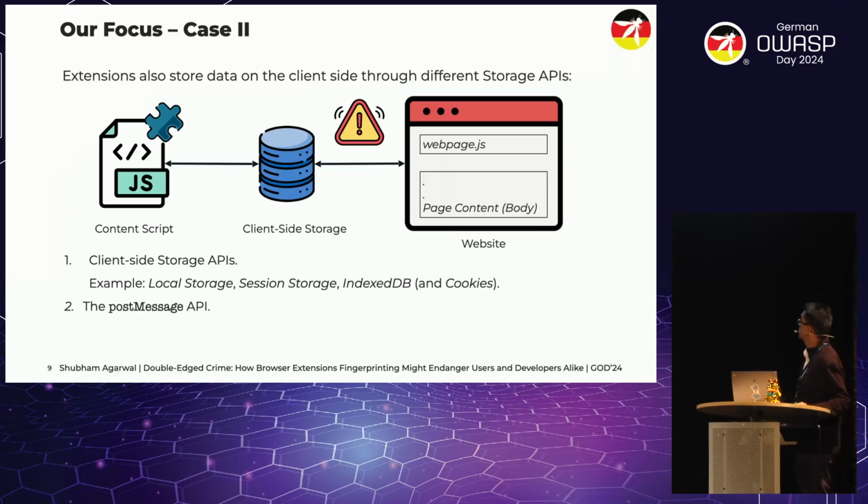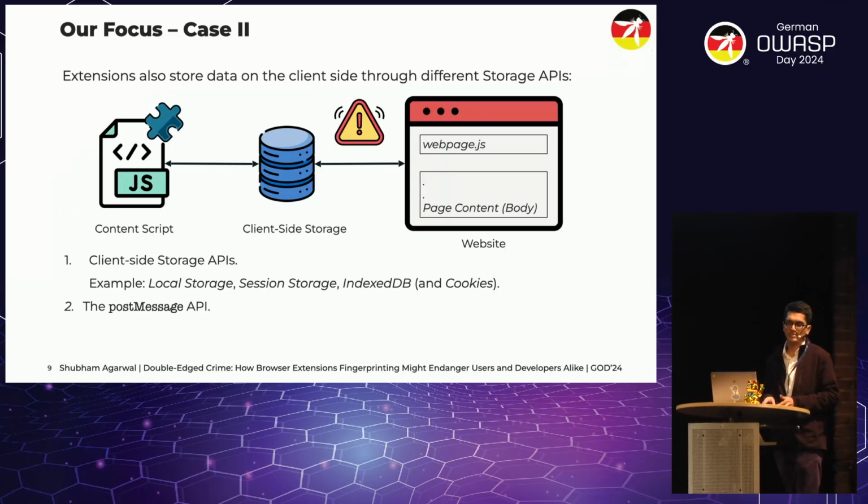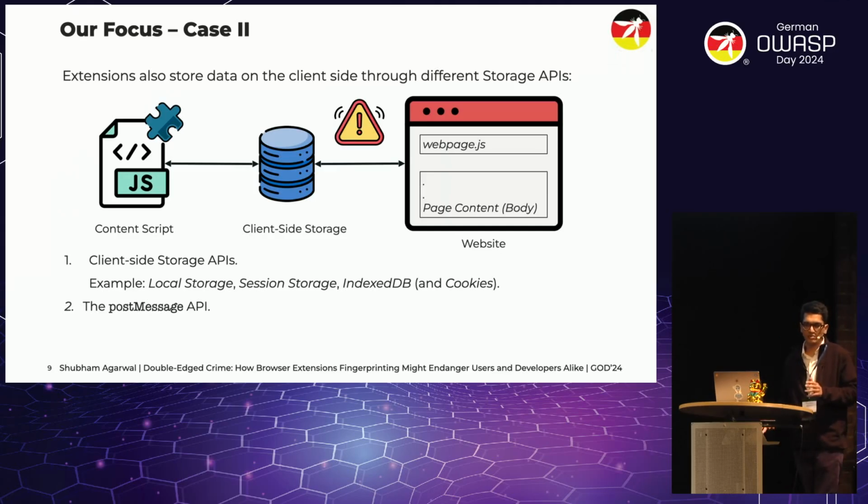the problem here is that these APIs are still accessible also by the website JavaScript, and any data that is stored by extensions is also accessible to the website, and this could lead to fingerprinting. The post message API, similarly: if an extension uses the post message API in its content script, because it's a web-facing script, the website could simply register an event listener there and listen to all the messages. And no origin level check could work, because the content script executes in the same origin. That's the problem with the post message API.